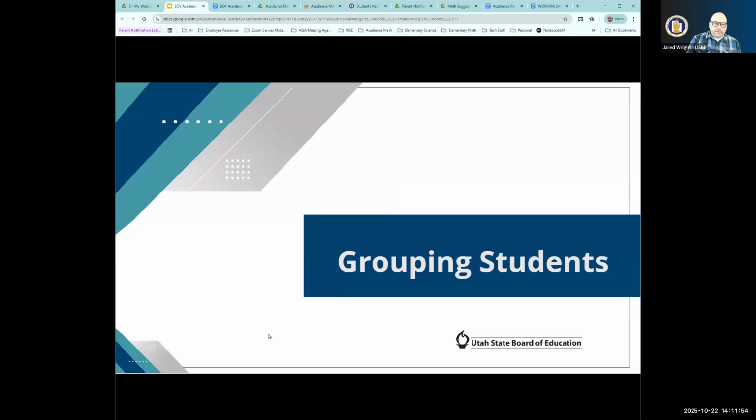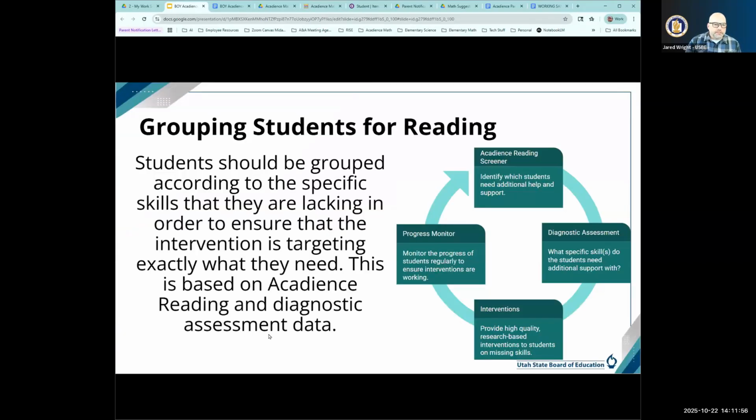So as far as grouping students, we're going to just share some thoughts about that, and I'm going to let Dallas jump in on this slide here. Perfect, thank you. So when you're thinking about grouping students for reading, you are going to want to follow a cycle that really uses the Acadience reading assessment and diagnostic assessments as your guide. So we have just this cycle over here. So the first step you're going to take is giving that Acadience reading assessment to everyone.